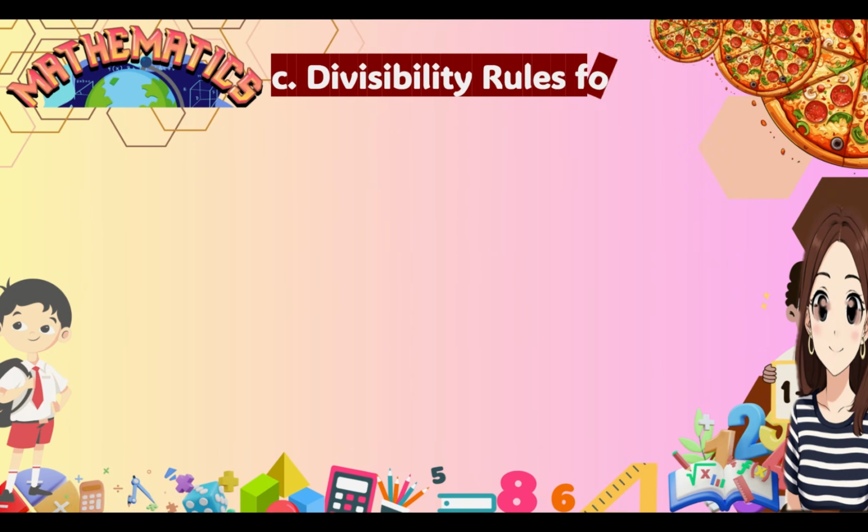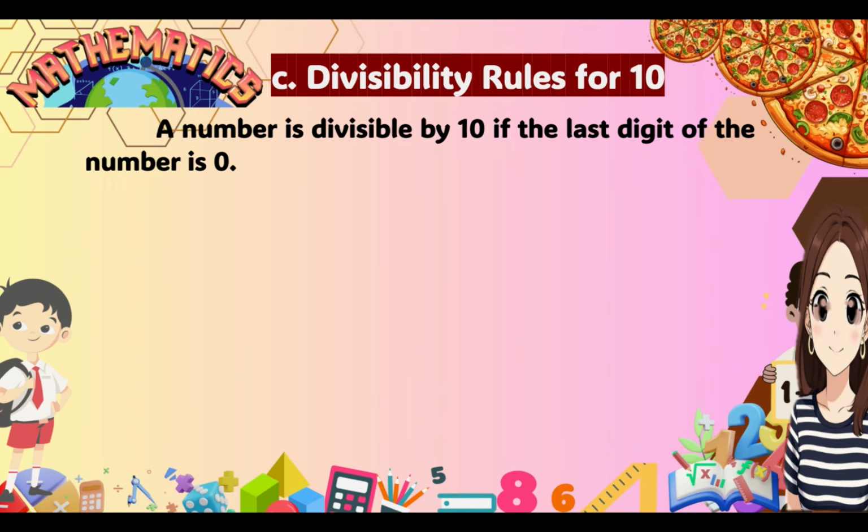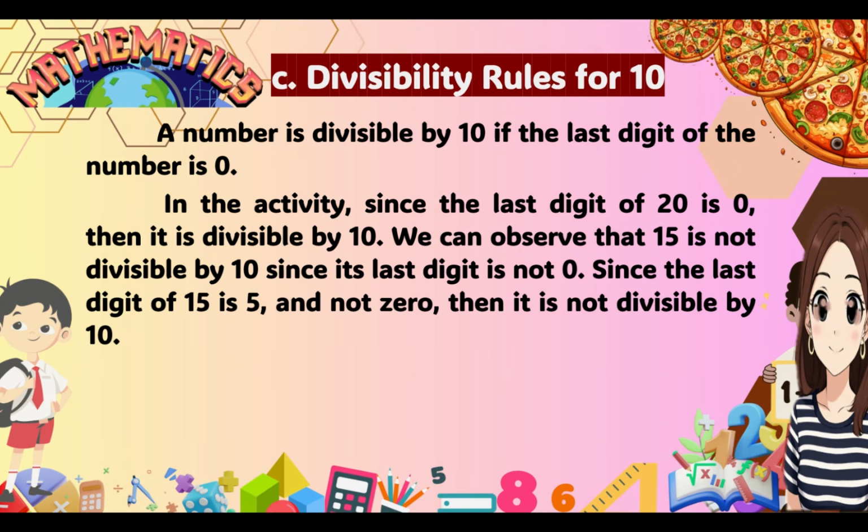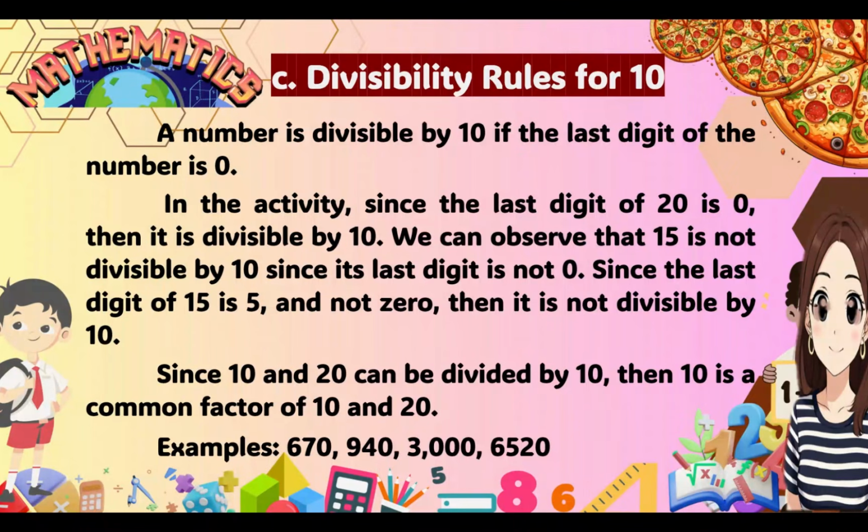Now let's have the divisibility rule for 10. A number is divisible by 10 if the last digit of the number is 0. In the activity, since the last digit of 20 is 0, then it is divisible by 10. We can observe that 15 is not divisible by 10 since its last digit is not 0. Since the last digit of 15 is 5 and not 0, it is not divisible by 10. Since 10 and 20 can be divided by 10, then 10 is a common factor of 10 and 20.